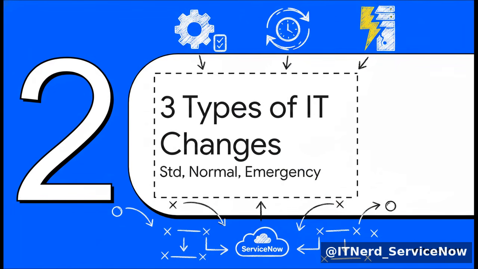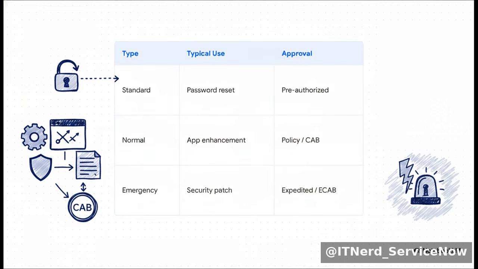Okay, so we know who is on the field. Let's look at the 3 different types of plays we can run: standard, normal, and emergency. Standard changes are your low-risk, repeatable plays. Think of something like a password reset workflow, because honestly, no one wants to wait for a committee to approve a simple password reset. These are streamlined because they follow a predefined, pre-authorized procedure.